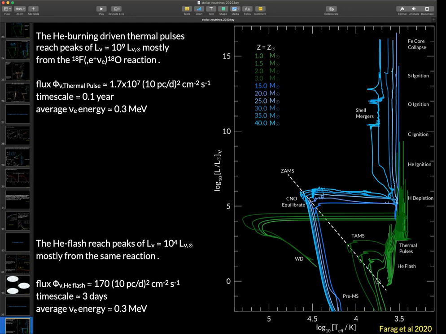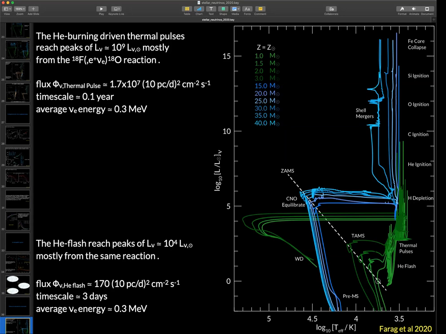The other one to go after is potentially the helium flash. So this is down here. This is reaching luminosities of about 10^4. So yes, you do lose on the total luminosity, but if the star is closer, you might win. Okay, so it's these two, these peaky areas, thermal pulses and helium flashes.